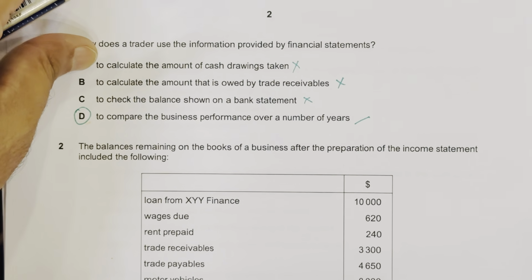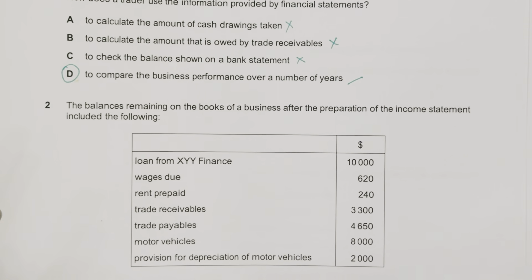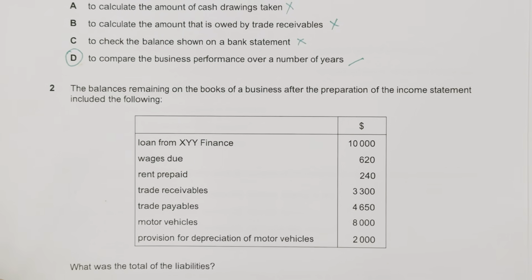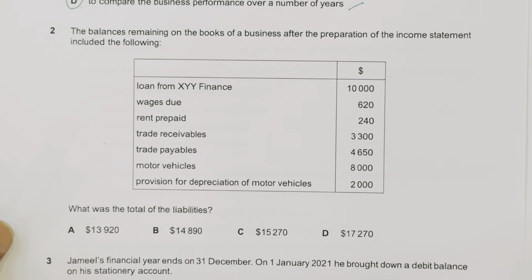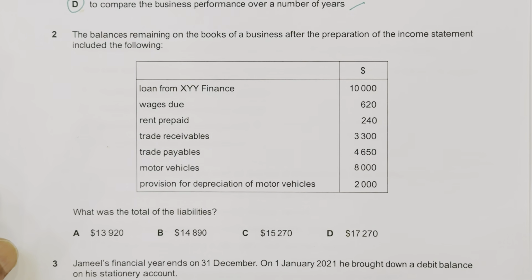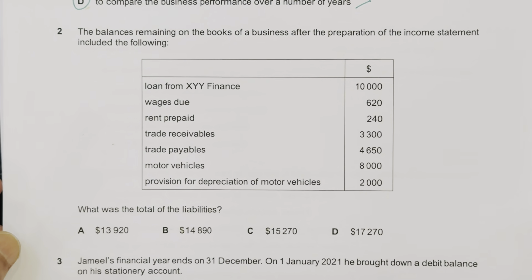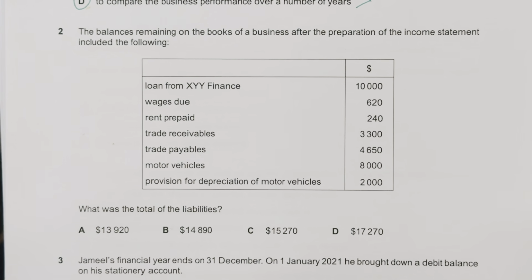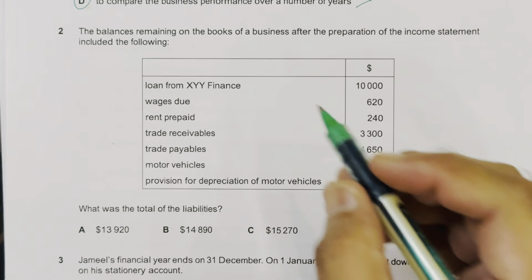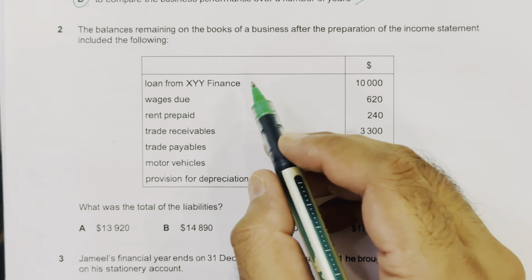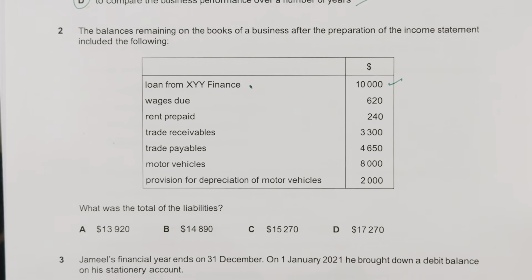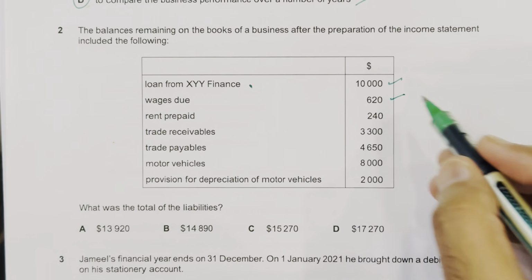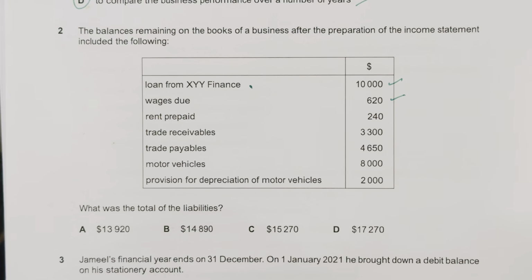The balances remaining on the books of a business after the preparation of an income statement include the following. Loan from XY Finance. So what was the total liabilities? We need to find the liabilities. We know that loan is a liability, so we're going to take this amount, 10,000. Wages due means we need to pay them, so it's also a liability. Rent prepaid is not a liability.